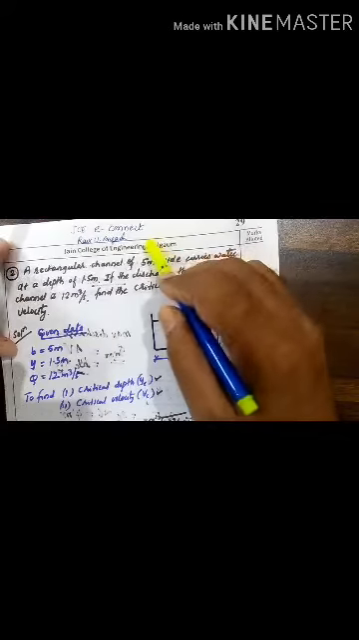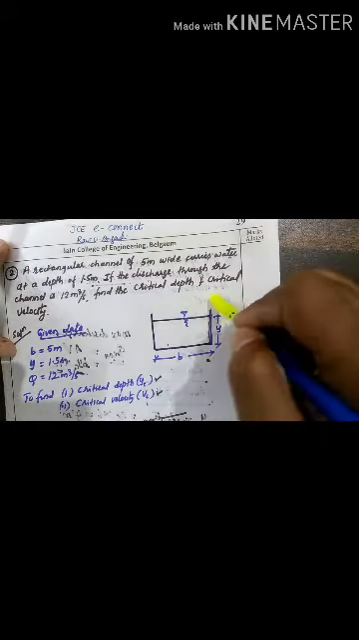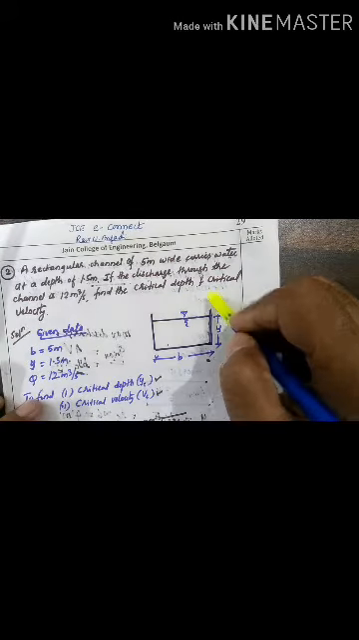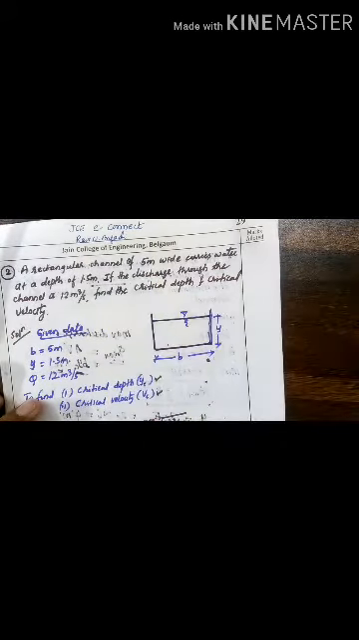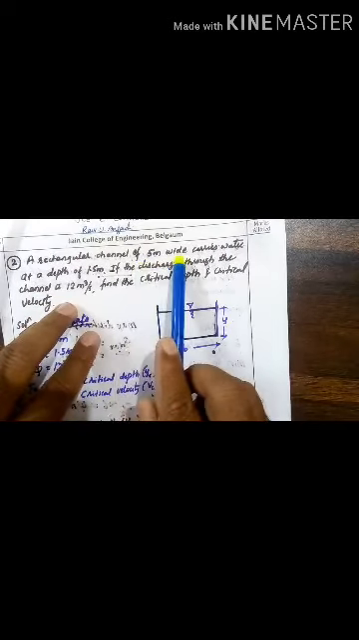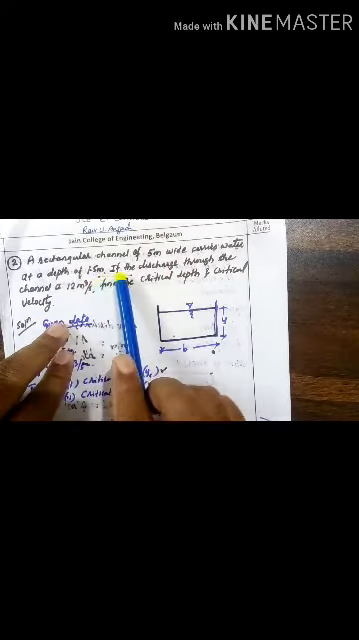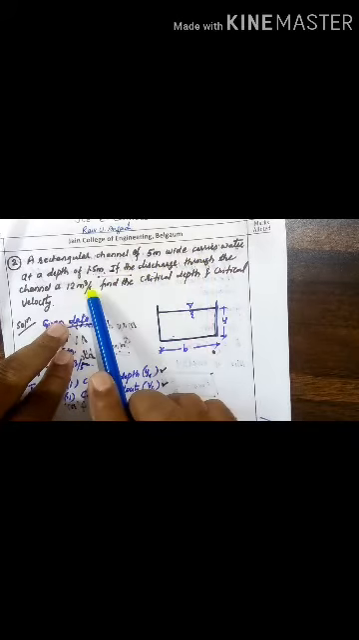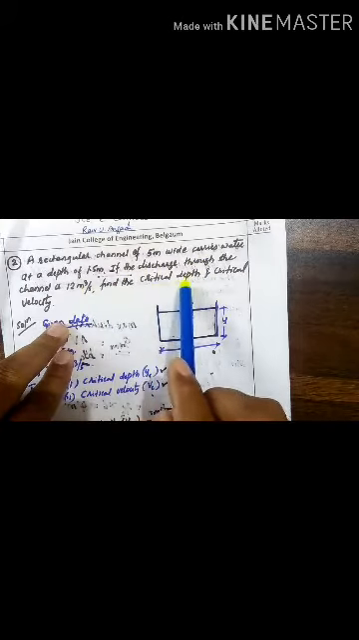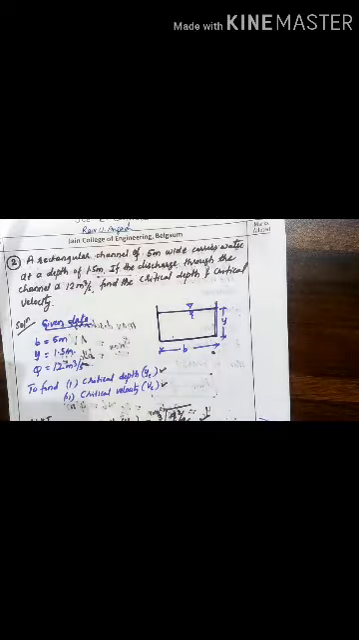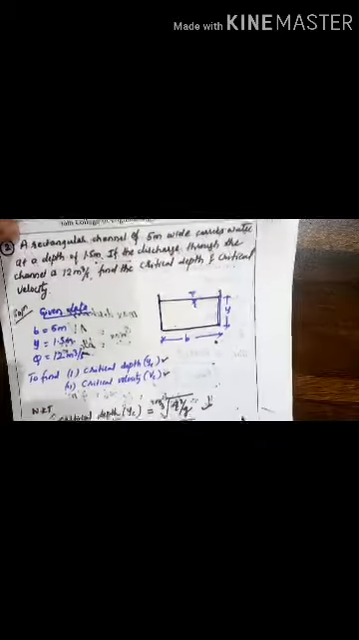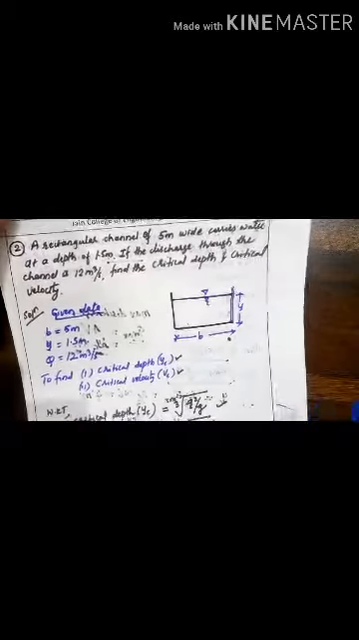So in the previous lecture we solved one problem on specific energy. So we'll continue with some more problems. Let us take one more problem, that is: a rectangular channel of 5 meter width carries water at a depth of 1.5 meter. If the discharge through the channel is 12 meter cube per second, find the critical depth and critical velocity. In this problem, you are asked to calculate the critical depth and the critical velocity. For that particular depth, what is the velocity?